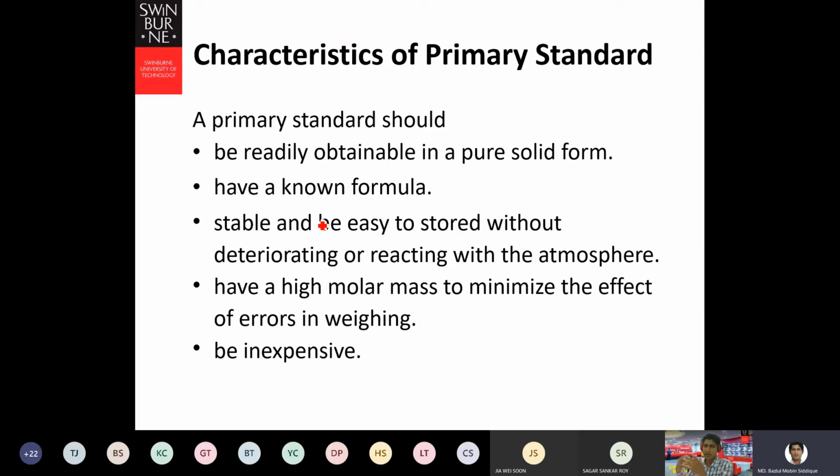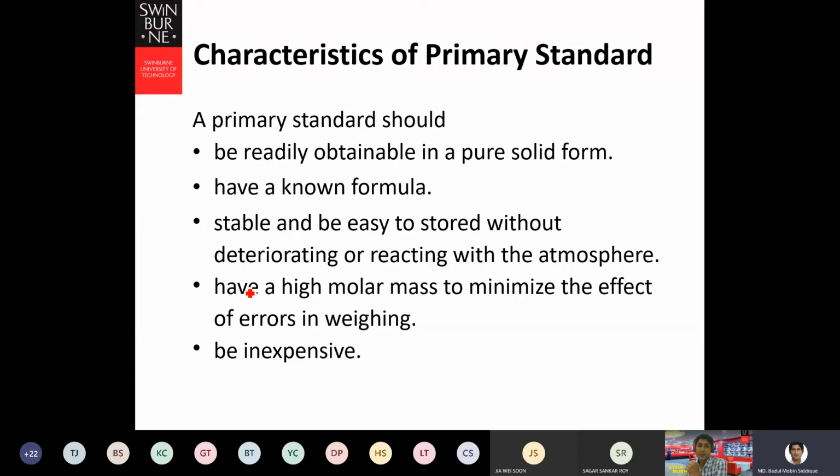It does not need any very delicate arrangement to store it. You can just store it in a room where the temperature is maintained. It should not react with atmospheric oxygen or any other gas. If you leave it overnight and it reacts with oxygen or with water vapor from the air, and the quality deteriorates, then it will not be a primary standard.